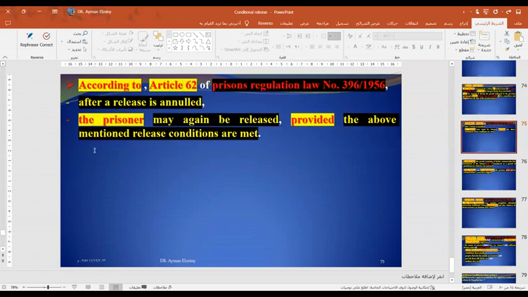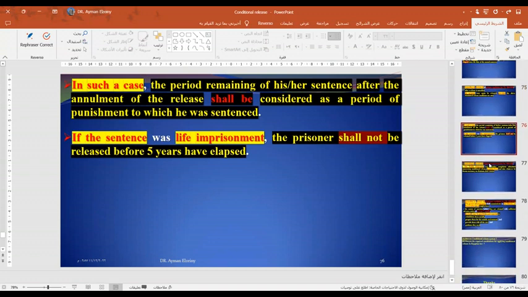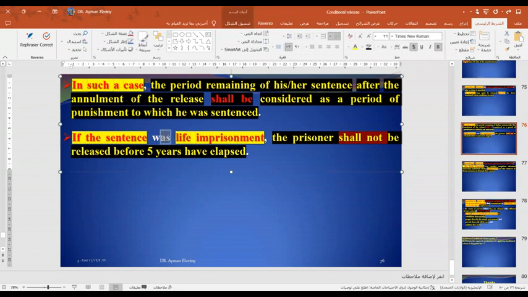According to article number 62 of prison regulation law, after the release is annulled, the prisoner may again be released provided the above mentioned release conditions are met. In such a case, the period remaining of his sentence after the annulment of the release shall be considered as a period of punishment to which he was sentenced. If the sentence were life imprisonment, the prisoner in such case shall not be released before 5 years have elapsed.